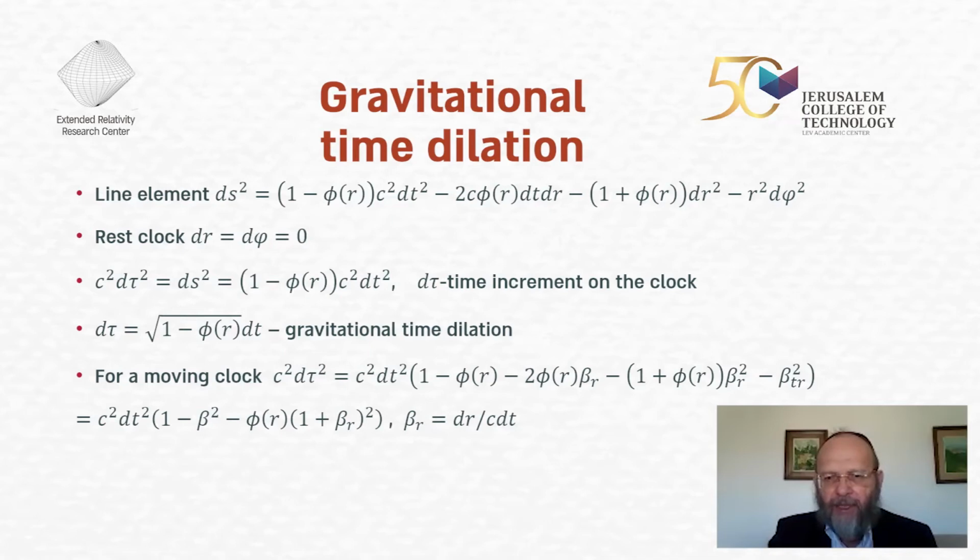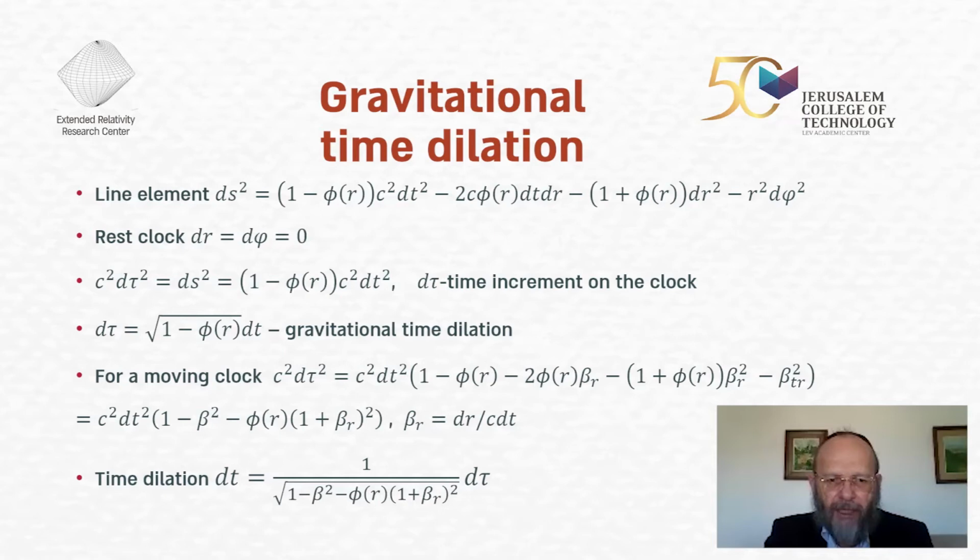All the remaining terms have beta r and phi r. So taking out phi r, what is left here? 1 from here, 2 beta r, and beta r squared from here. So we get 1 plus beta r squared. Beta r is the radial velocity over c. This formula tells you dτ is dt times the square root of 1 minus beta squared minus phi r times (1 plus beta r) squared. Very interesting formula.